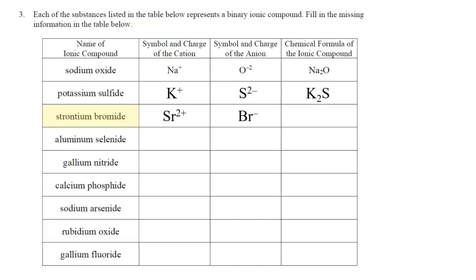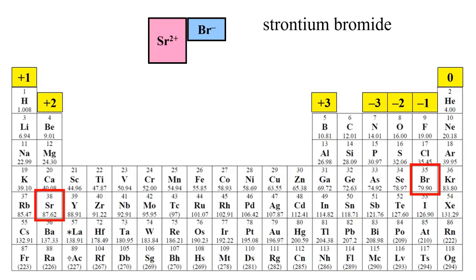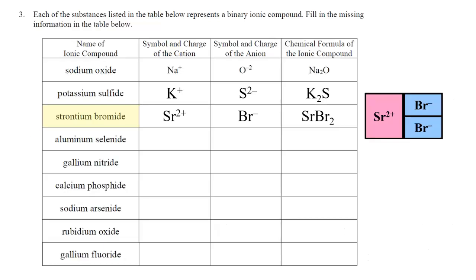And now let's go ahead and see if the charges on the ions balance. So what we're going to need to do is add one more bromide ion. So now the charges are balanced. There's an overall charge of 0, but then the correct chemical formula for strontium bromide involves 1 strontium and 2 bromide ions. And so that formula is written as SrBr2. So I'll write that correct chemical formula into our table.